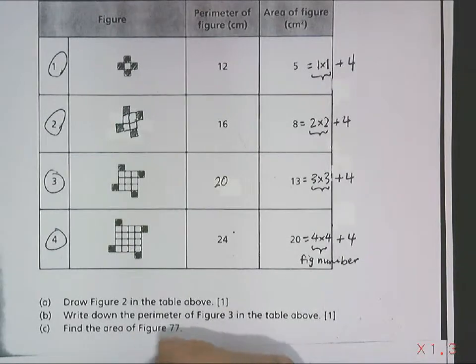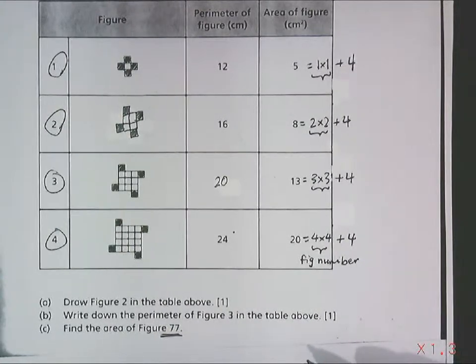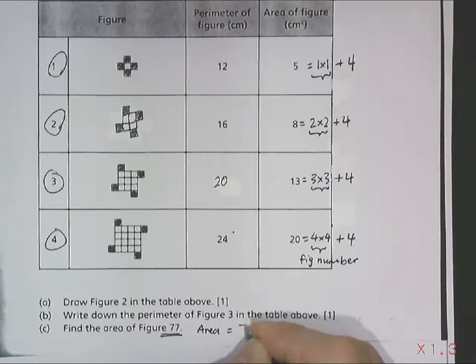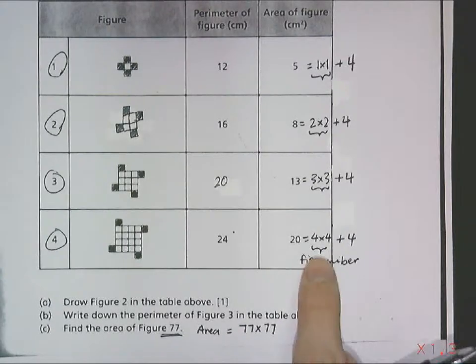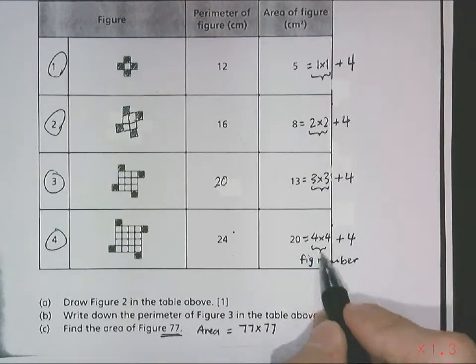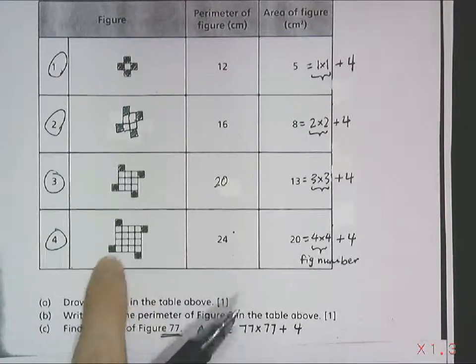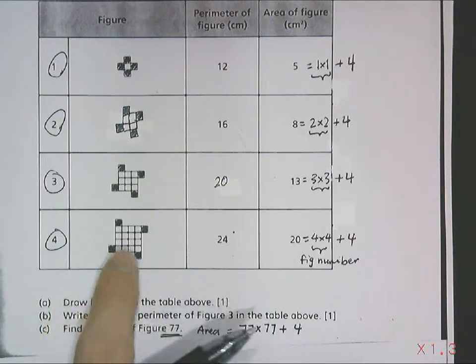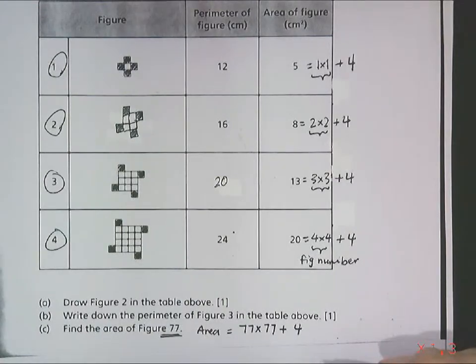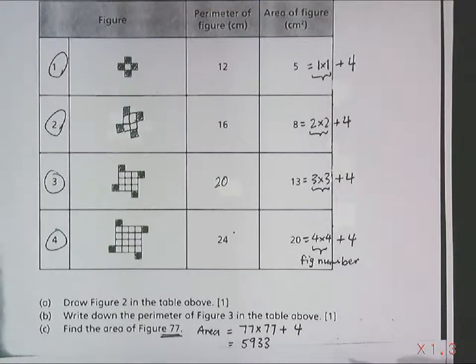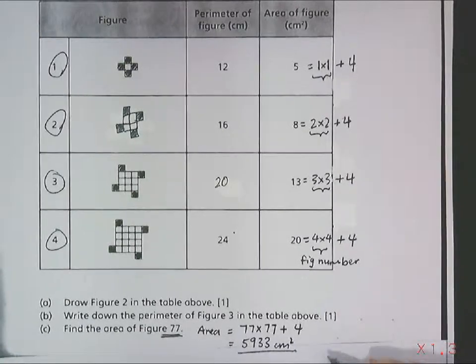So the area of figure 77 would just be 77 times 77, because the figure number multiplied together forms a square. It's a very big square, plus the 4 shaded squares, which is consistent in each pattern. This gives us 5,933 squares. Each square is 1 cm square, so the area will be 5933 centimeters square.